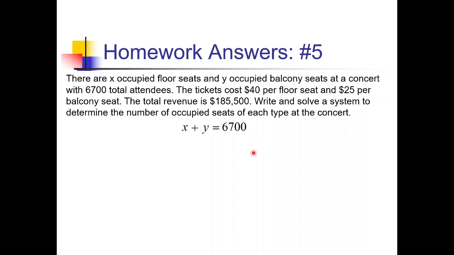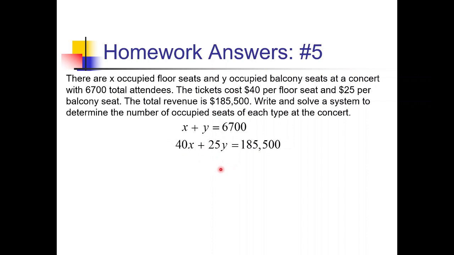All right, so let's also move on to the next equation. We have $40 per floor seat, so that's going to be 40x plus $25 per balcony seat, so 25y. And if we add up the money from the floor seats and the balcony seats, that all adds up to $185,500. Cool. So now we're going to solve this using a system of equations. Now we could do this with just good old elimination method and it would be fine, but I want to show off the Cramer's rule in this homework, so we're going to use Cramer's rule for this.